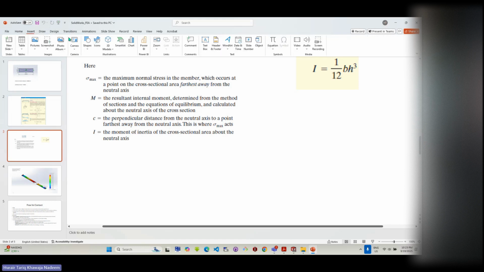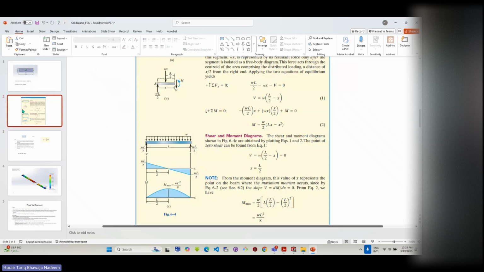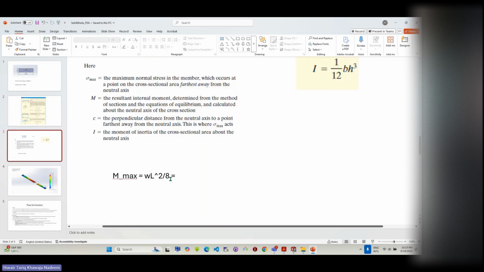So let's do this one. Insert text. So M max is equal to what? WL to the power 2 divided by 8, isn't it? So is it 8 or 12? I think 8. Yeah. So now this is actually 8.